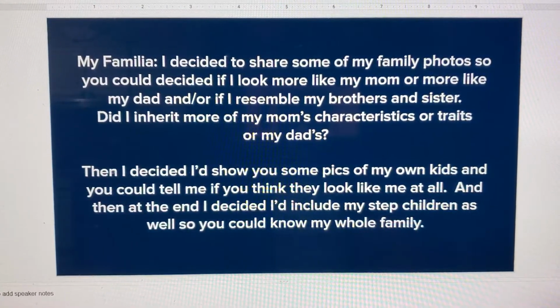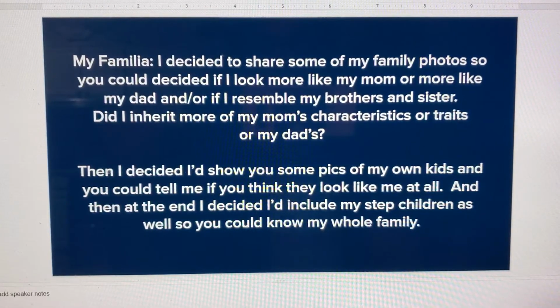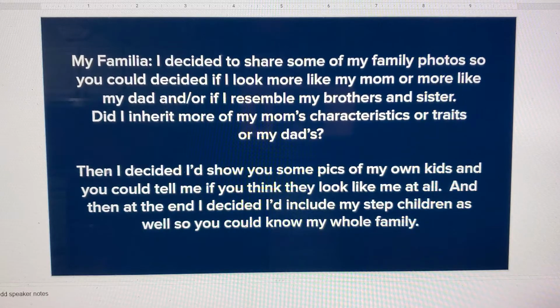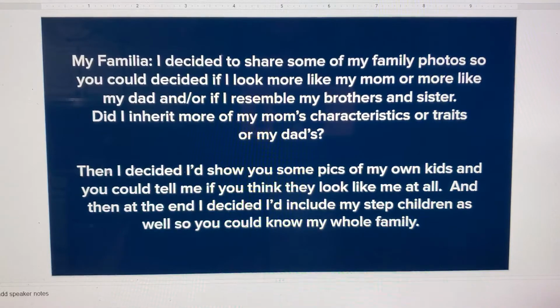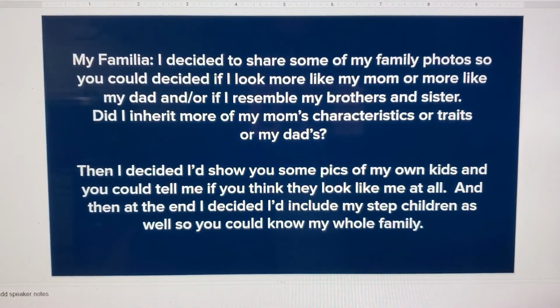And I want you to tell me, do you think I look more like my mom or more like my dad? Do you think I resemble my brothers and my sister? What characteristics do you think? And this is based only on looks. There are some things that I inherited from my dad that don't have anything to do with looks, or I inherited from my mom that don't have anything to do with the way I look, but maybe more the way I act.